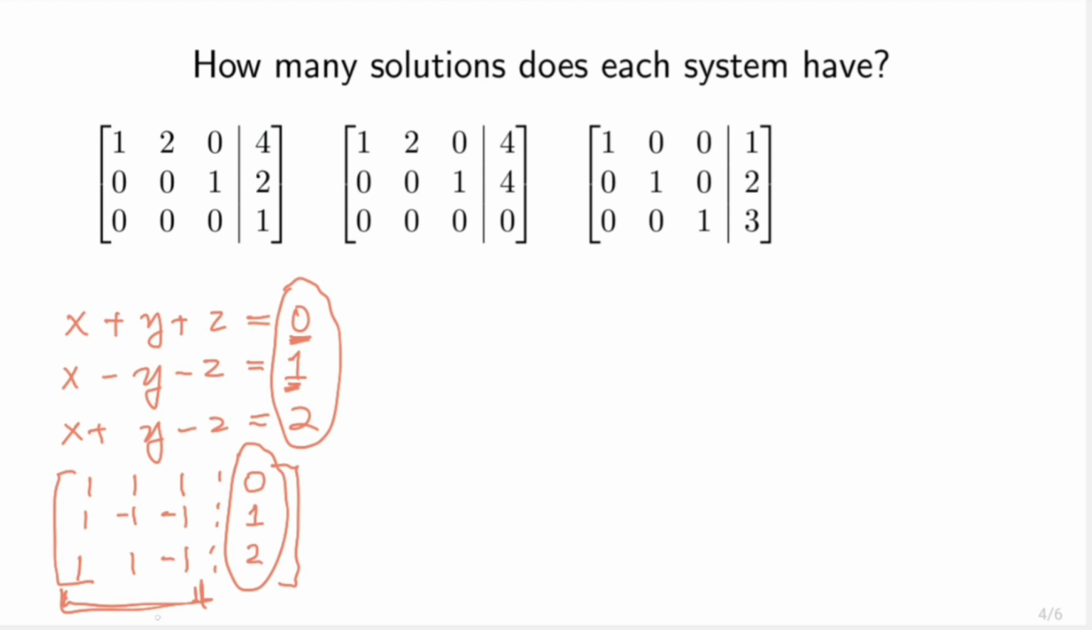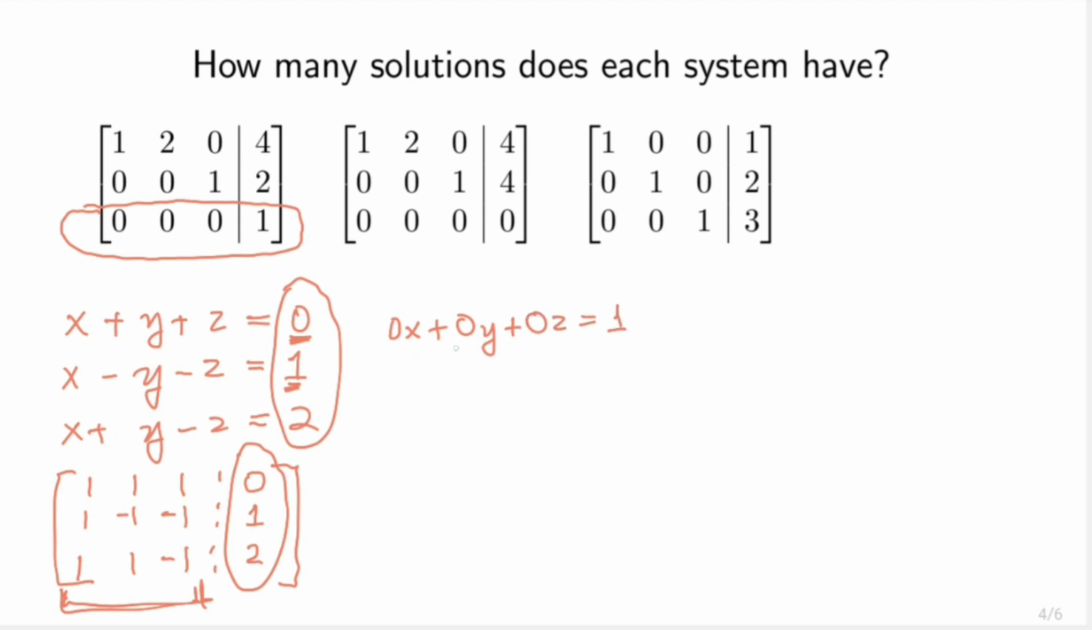Now, the rank of the coefficient matrix tells us a lot about how many solutions a system of equations will have. And that's what we want to look at with these examples. So here we're asking, how many solutions does each system have? Now, in the first system, we have this row at the bottom, 0, 0, 0, 1. What does this mean? This means that 0x plus 0y plus 0z equals 1.